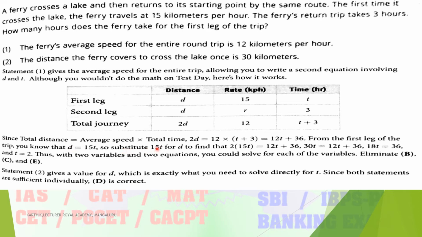So substitute 15T in place of D. Then 2 into 15T is equal to 12T plus 36. So 30T is equal to 12T plus 36. Then subtract 12T from 30T: 18T is equal to 36. Then T is equal to 2. So from the first statement, you can answer the question.